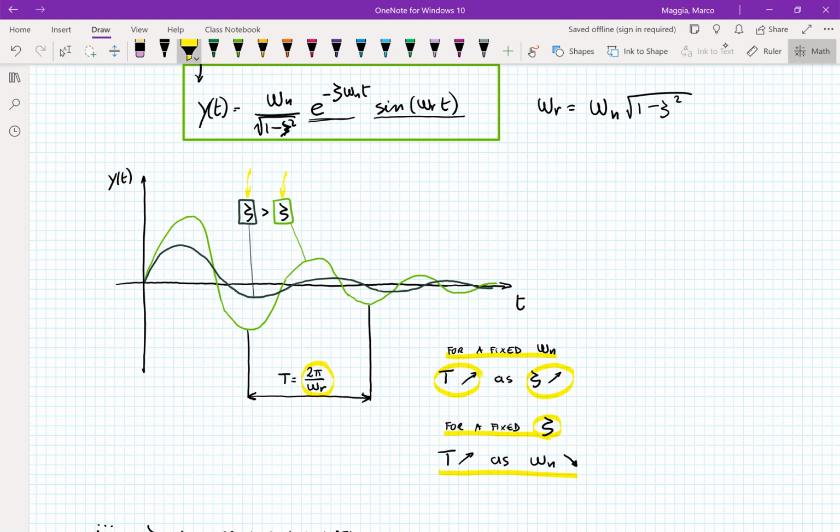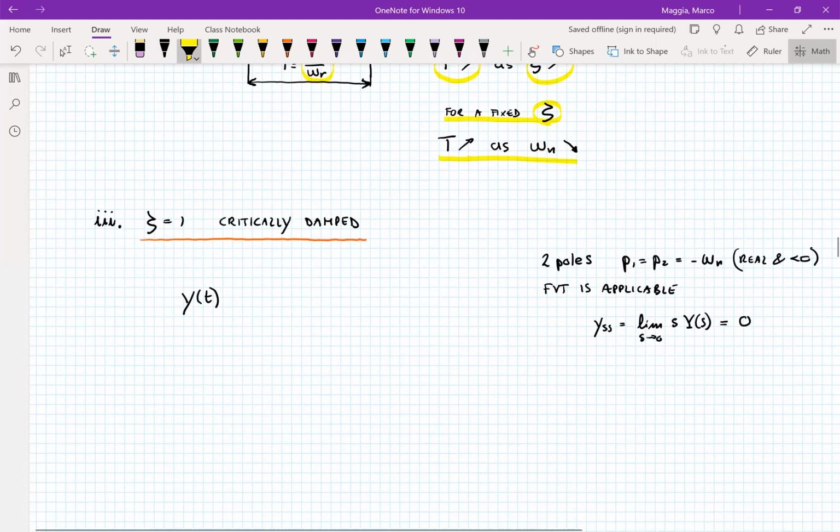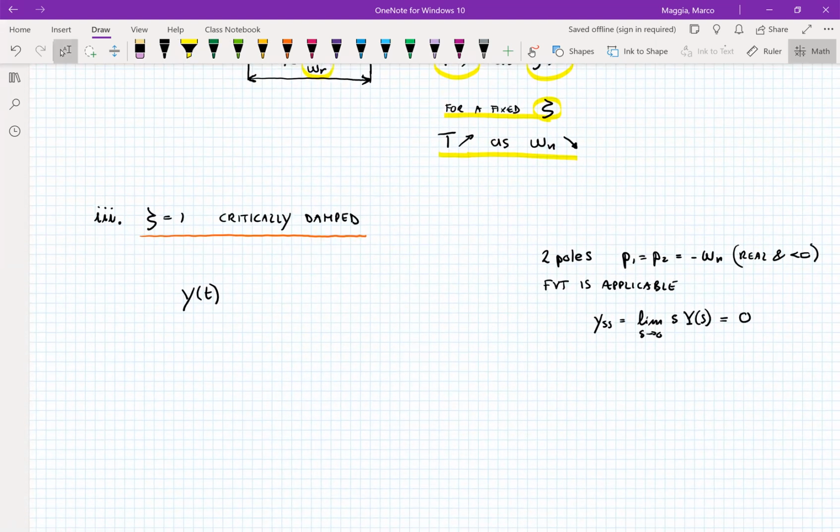Now we have to study the critically damped case. That is, zeta is exactly equal to 1. Instead of doing the whole partial fraction expansion and Laplace inverse transform, we can use one trick here. We can take the limit for zeta that tends to 1 of y of t for the underdamped case. That is, for the function that we've just found, underdamped.